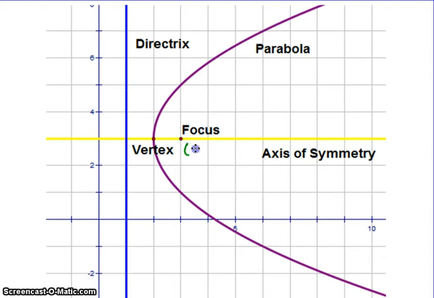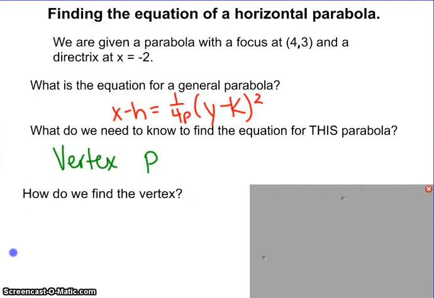We know that the focus is at (4, 3), and the directrix was at x equals -2. So this graph doesn't match, but we'll just go with it. So the vertex is going to be halfway between those two points. So we're going to say that this is (-2, 3), because the x value is -2. Then we have (4, 3). So we've got to find the midpoint between the two.